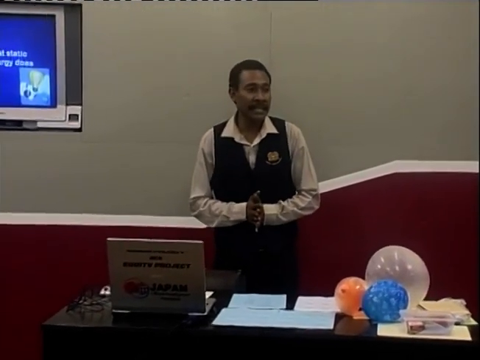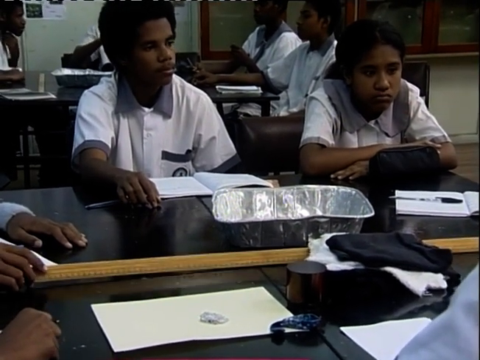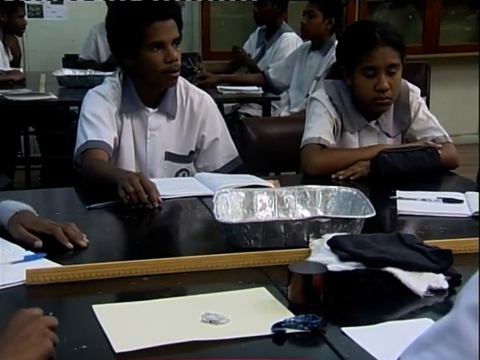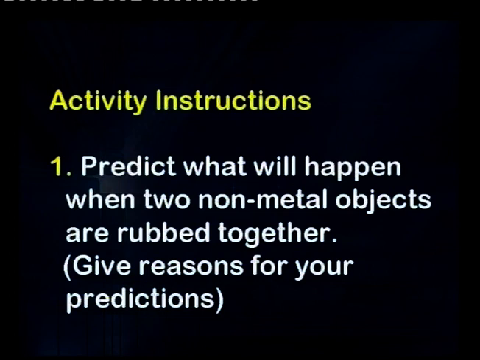All right, do not touch anything. If you got everything there, just leave them, and we concentrate on looking at the instructions which you will have to follow. Please look at the screen. Number one, you predict what will happen when two non-metal objects are rubbed together. So we are going to rub some non-metal objects together, and you will have to predict what is going to happen. That's the first step. And you must also give your reasons.